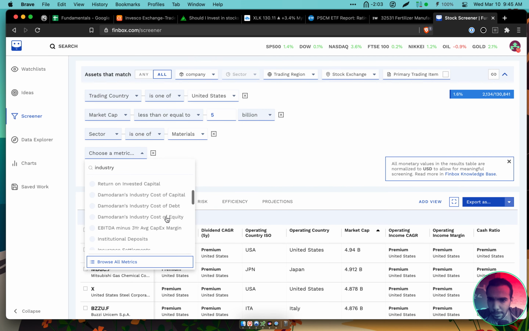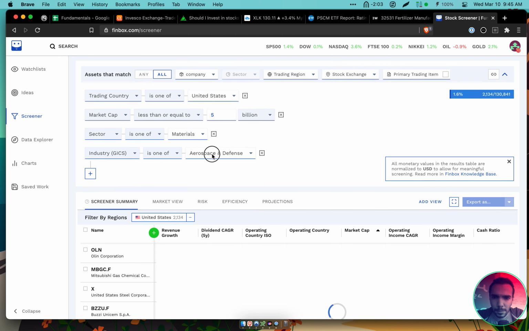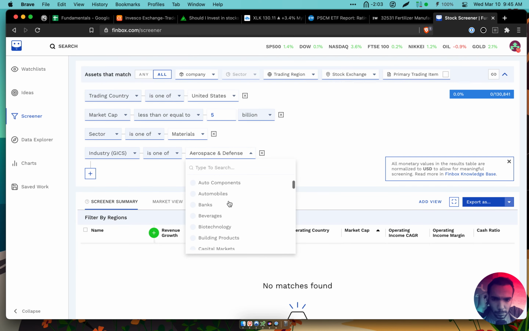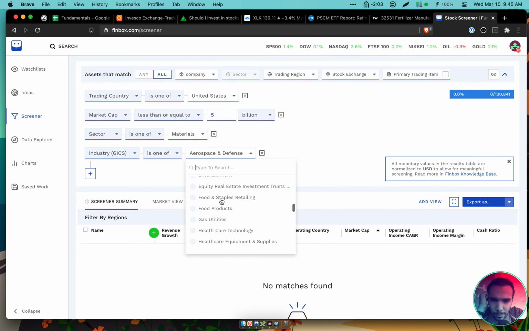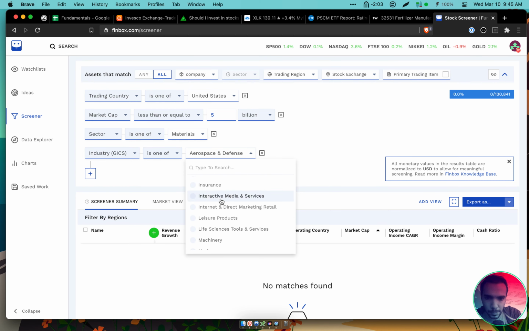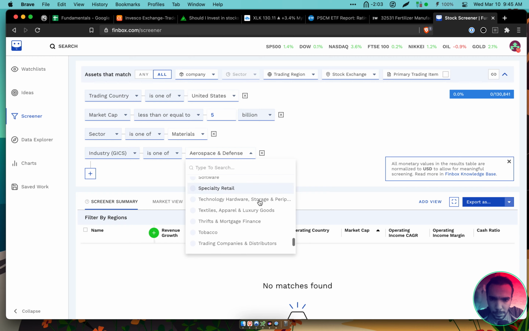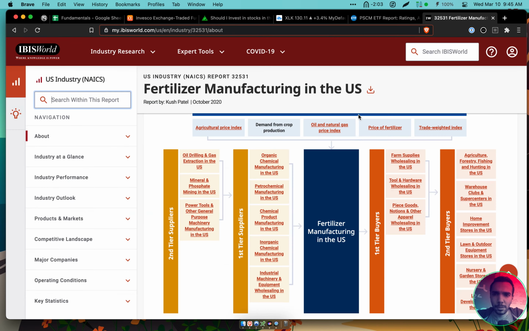Like, why can't I pick industry GICS? What is this GICS? I guess chemicals? That'd be the closest one that I can see. It certainly feels like this should be agriculture, but I don't see an agriculture option here. Paper and forest products. Yeah, it's weird you can't... NAICS.